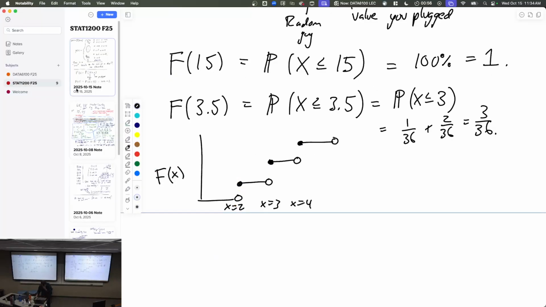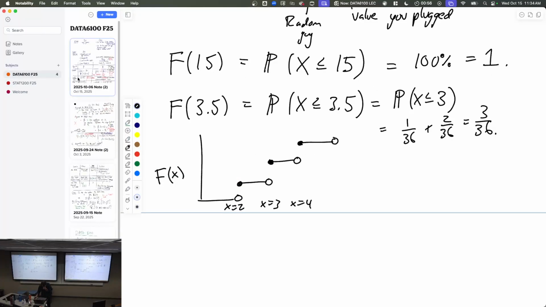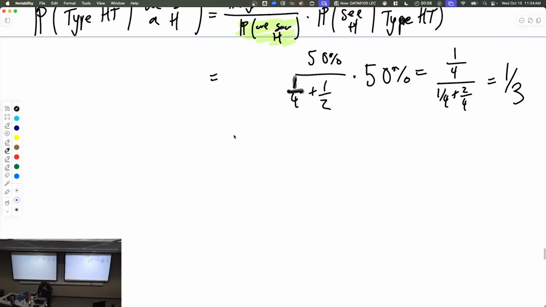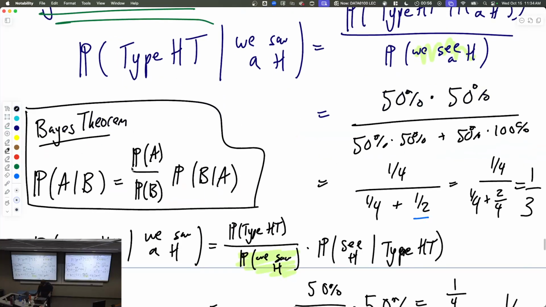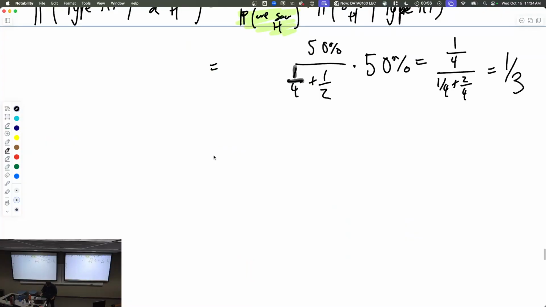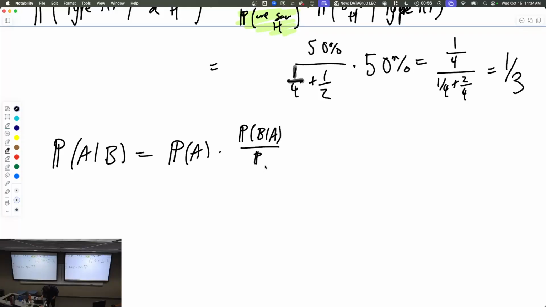Let's get our blackboard going. This is where we left off last class, with Bayes' theorem over here. But you could also rewrite it like this. The probability of A given B: you start with the probability of A, and then you multiply it by the probability of B given A divided by the probability of B. This is an equally good way to think about it.